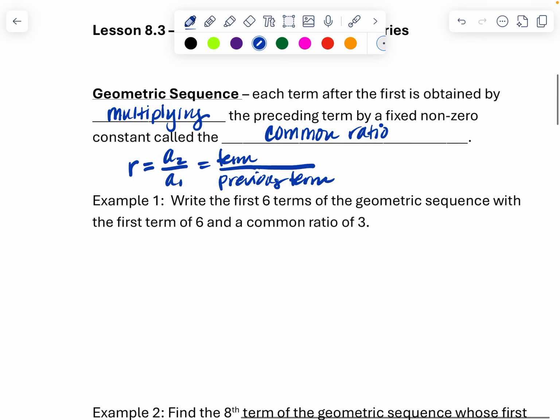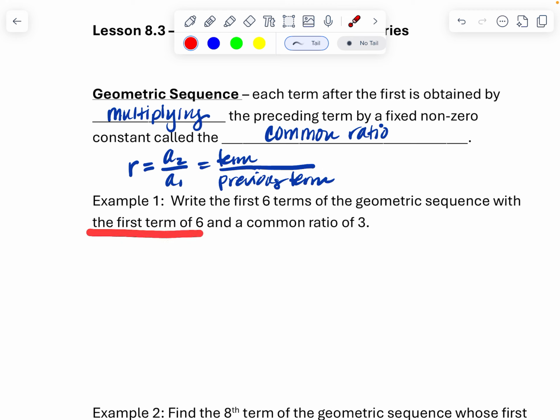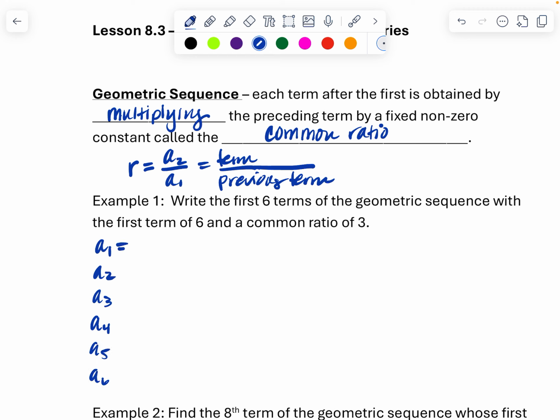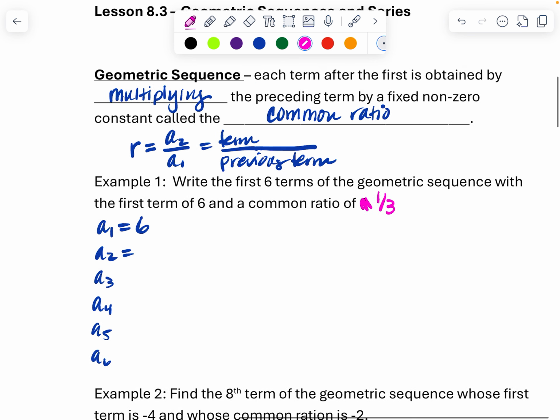All right, so let's do an example. Example 1 says to write the first 6 terms of the geometric series with the first term of 6 and a common ratio of 3. All right, so this is pretty straightforward. A sub 1, A sub 2, A sub 3, A sub 4, A sub 5, A sub 6. The first term is 6, and to get each term, we're just going to multiply by 3. Let me change this so this doesn't get so big. Instead of a 3, let's make the common ratio be 1/3. How about that? Okay, that's a little bit nicer.